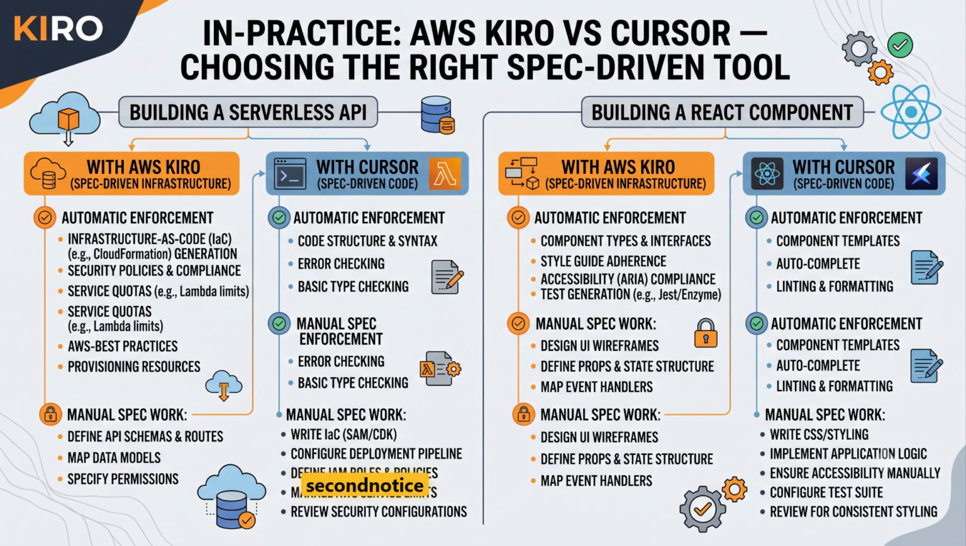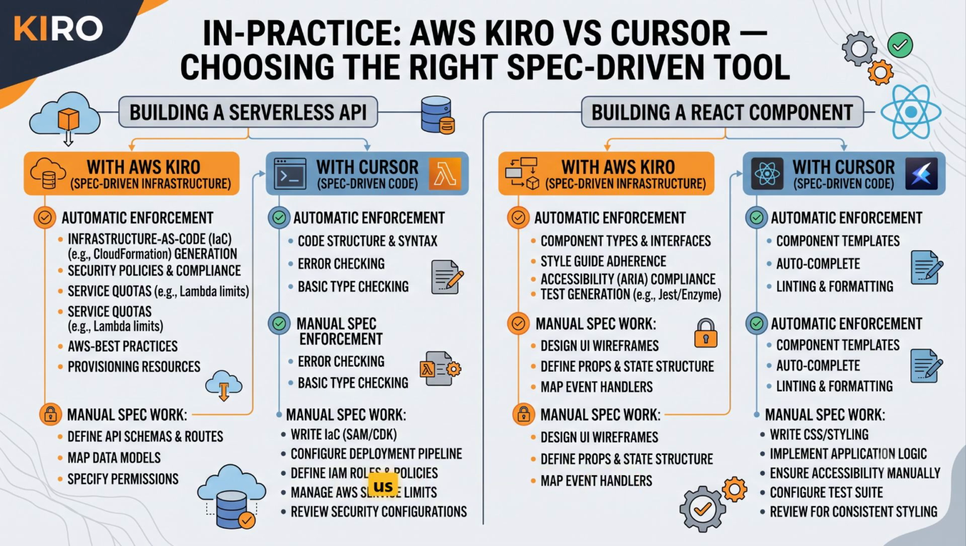Wait a second. Notice how neither tool magically writes the entire application on its own. Whether you use AWS Kiro, Cursor, or GitHub Copilot, spec-driven tools do not replace engineering judgment. They automate compliance. Building software with AI without a spec contract is like building a skyscraper without blueprints. Fast at first until the structure collapses. Memorize this. Use Cursor to move fast in the editor, but use Kiro to keep your cloud deployment safe.